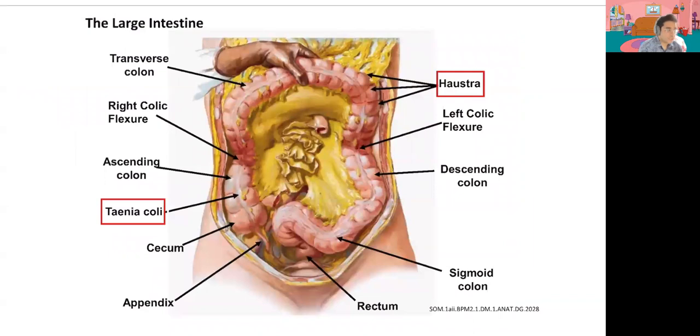Okay, haustra. It's basically the segmentation that tells you about the large intestines. And how do you know that you're in the large intestines? If you were a surgeon, you would look for the taenia coli. So that was a question on our exam.